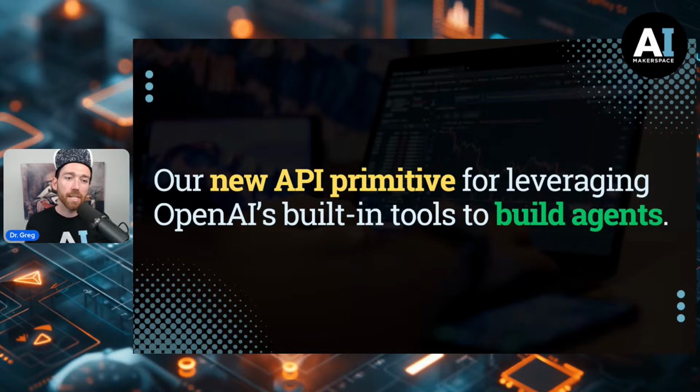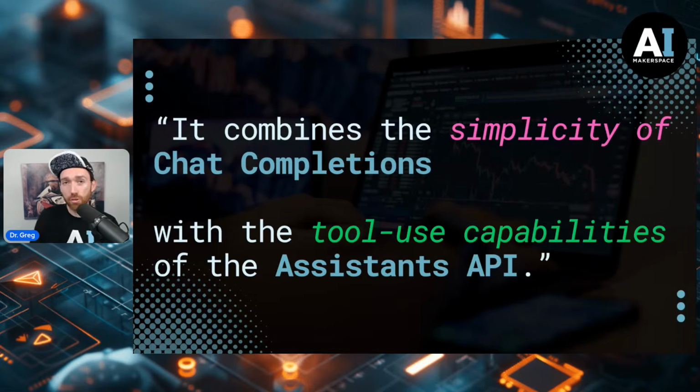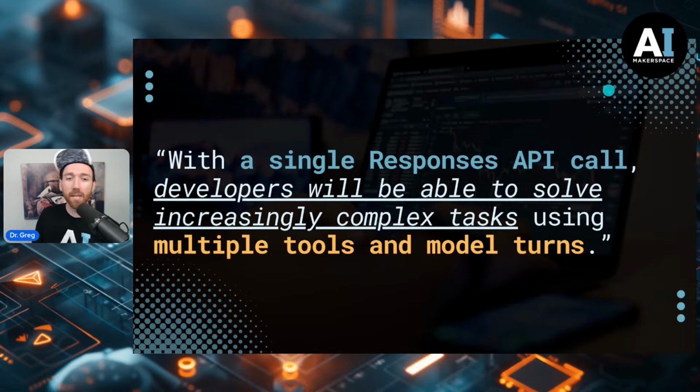As they said in the release, our new API primitive for leveraging OpenAI built-in tools to build agents. And they go on to say that it combined the simplicity of chat completions with the tool use capabilities of the Assistants API. So now, with the Responses API, with a single Responses API call, developers can solve even more complex things, even more tool calls, function calls, even more turns of the model, even more conversation turns, even more threads, even more sessions, even more stuff.